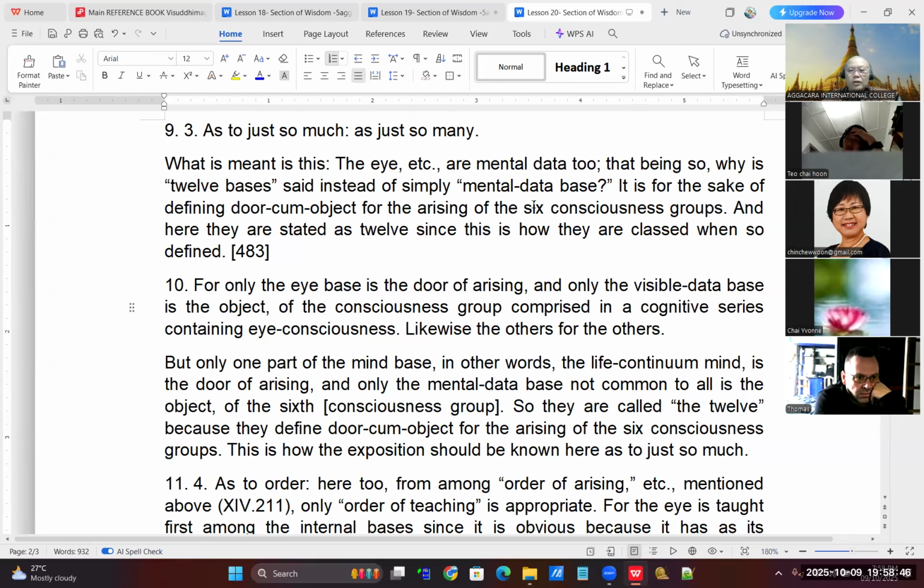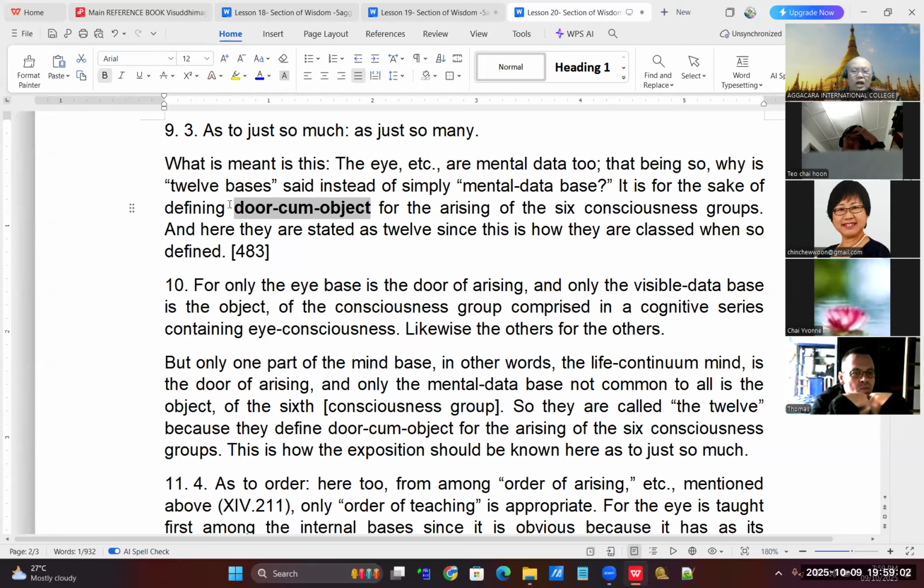Okay. So thank you. Like just now, like five aggregates, why is it five aggregates? As mentioned earlier on. So here, why is it only six? Because the main thing is this: when there are many texts, we need to highlight. So the best one is door and object. So that's the most important one.